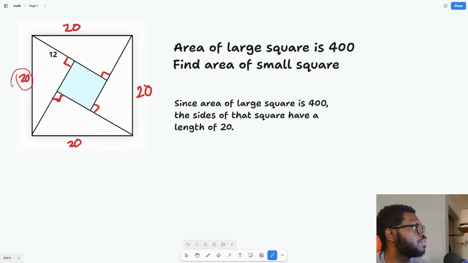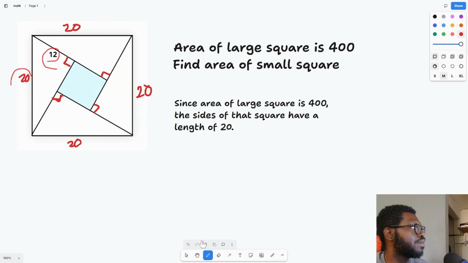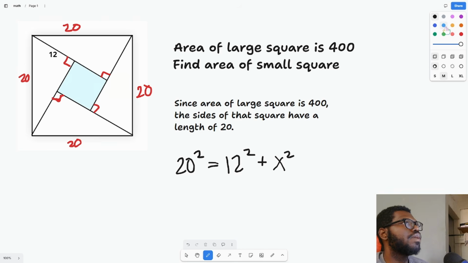But now that we have these two sides, we can just use the Pythagorean theorem to find the length of the other leg. We're going to have 20 squared is equal to 12 squared plus x squared, where x is just going to represent this length here. By the way, we have 20 by itself on the left side because 20 represents the hypotenuse of this right triangle.